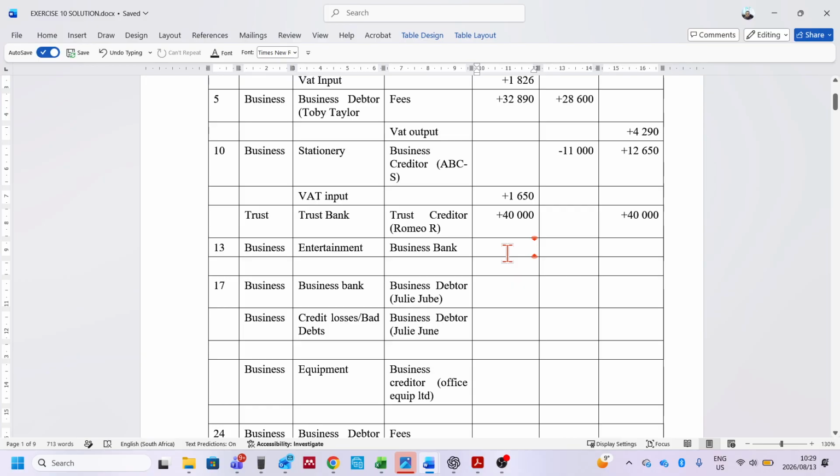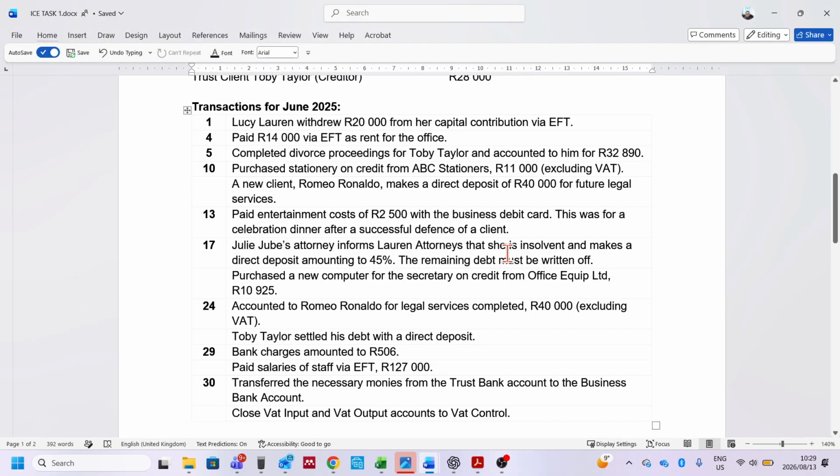Transaction on the 13th. This is the transaction. Paid entertainment cost of 2,500 with a business debit card. This was for a celebration dinner after successful defense of a client. So this is for both personal enjoyment. This is what we call business and pleasure. So because it's also for personal enjoyment, SARS will not allow you to claim back the VAT that you are charged on this. If this transaction was saying VAT excluded, we were going to calculate the VAT, add it to the amount, and record the amount including VAT. But do not show the VAT input. Are we together on that part?